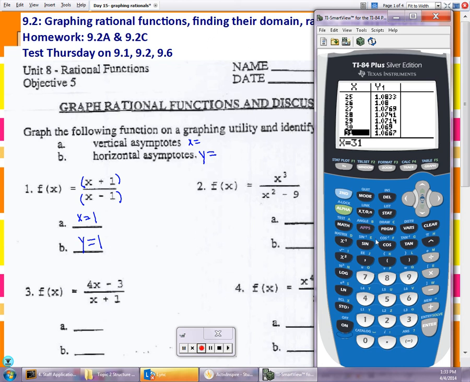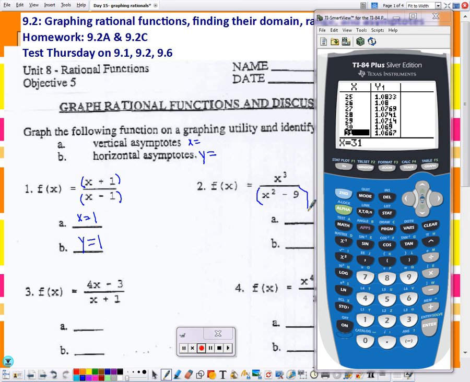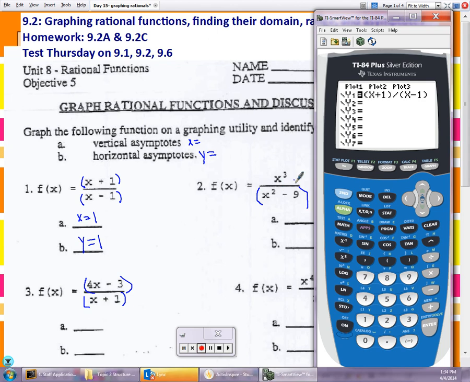What I would like you to do is, with a partner, graph the remaining 5 functions and find their vertical and horizontal asymptotes. Make sure you always put the numerator and denominator in parentheses so you don't have any problems with your calculator. I'll do one more with you. For number 2, I really don't need parentheses around the numerator, but I can put them there if it makes me feel better.